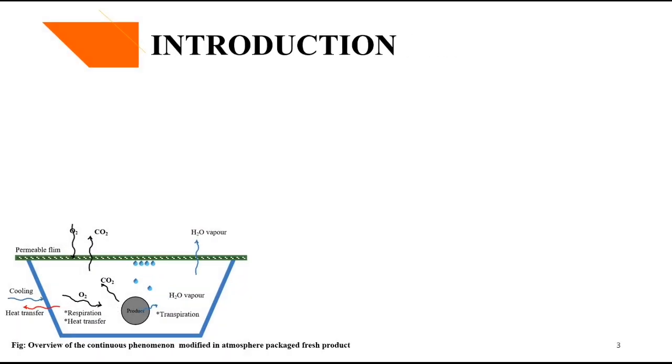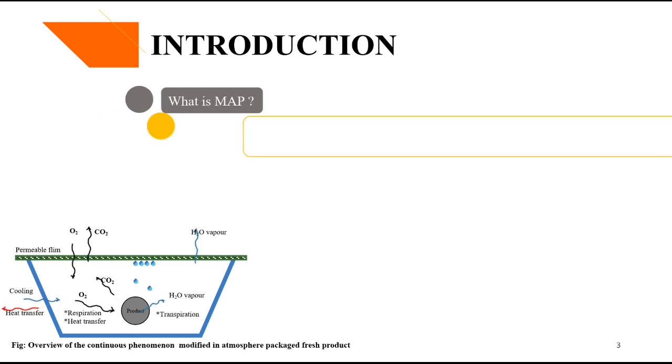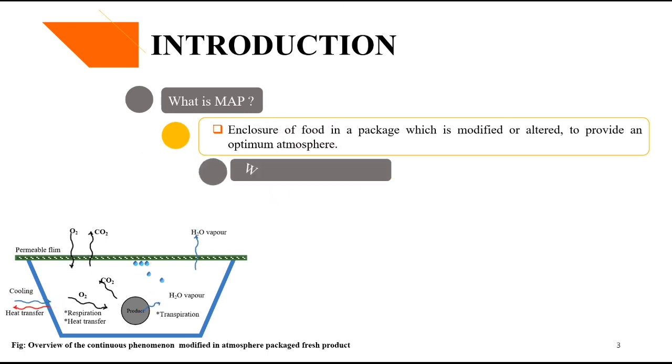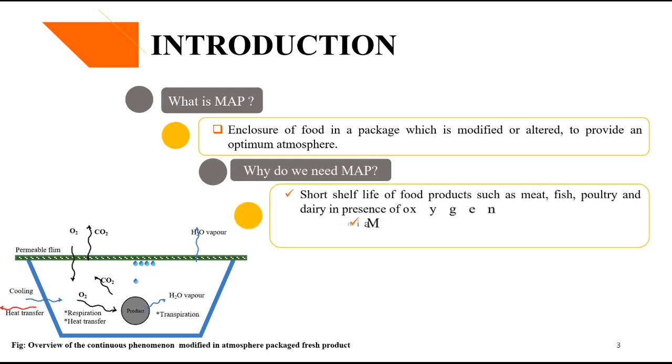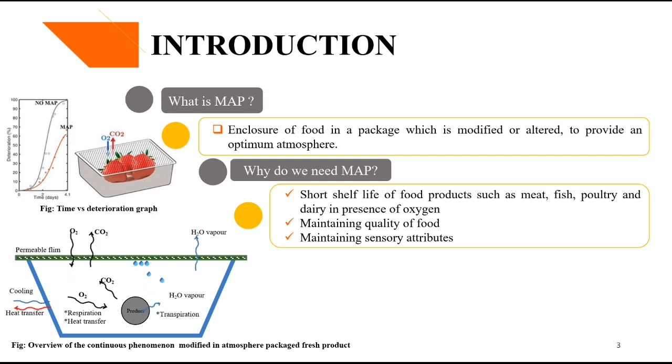So first of all, let us start with a brief introduction of modified atmosphere packaging, in short MAP. So what is this MAP? MAP can be defined as an enclosure of food in a package which is modified so as to provide an optimum atmosphere for the packaged food products. So why do we need this MAP? According to various experiments and studies, it was concluded that MAP has various advantages as compared to other packaging techniques in terms of increasing the shelf life of various food products and also in maintaining the quality and various sensory attributes of the food.